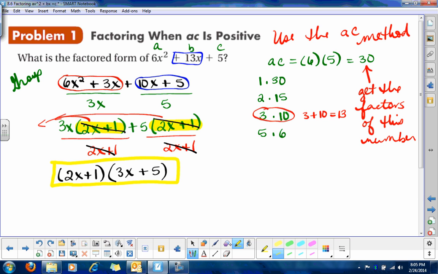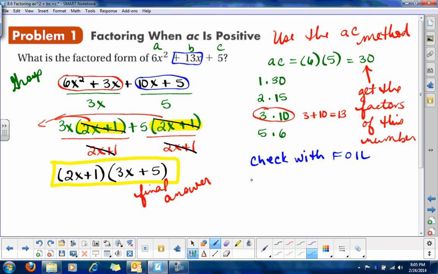Okay? Done. And then, of course, how are we going to check it? We're going to use our FOIL method. Let me write final answer so you know which one it is. And then let's write check with FOIL. Okay? So we've got 2x plus 1 times 3x plus 5.